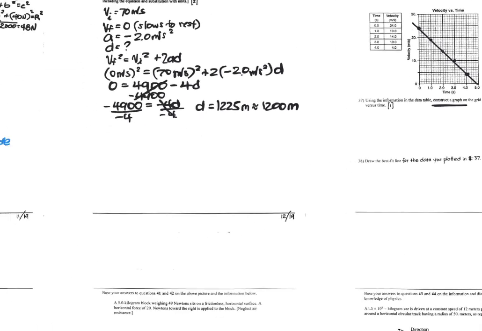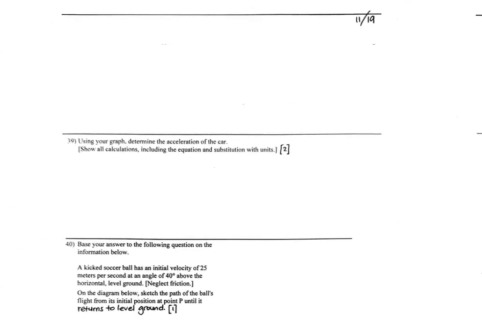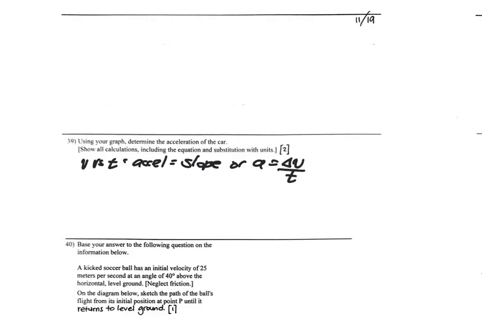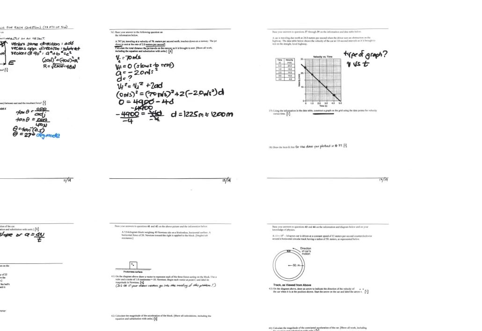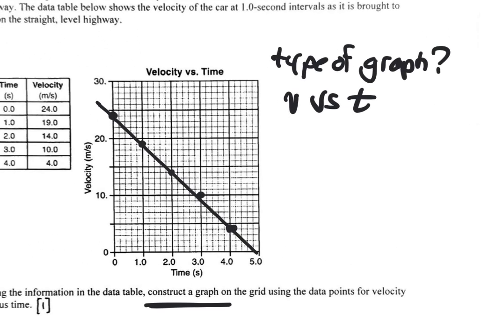And then 39 says, using the graph, determine the acceleration of the car. From a V versus T graph, the acceleration is going to be the slope of the line. Or you could also simply do a equals delta V over t, which is also the slope of the line. So I have to go back to the line to actually figure this out. So kind of rise over run. Let's see, pick some points here for my line of best fit.